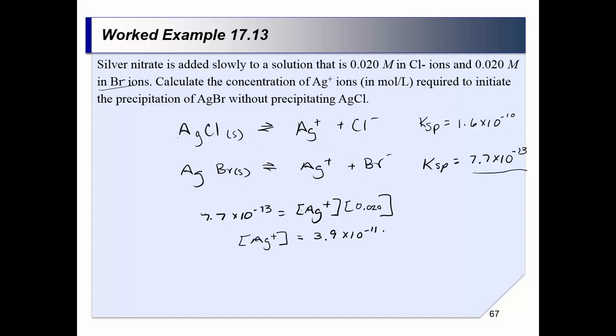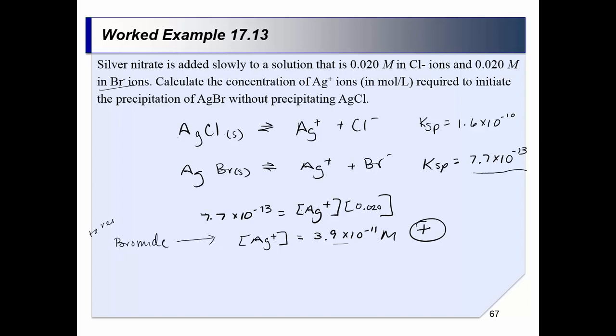And that would form a precipitate. So we must have more than 3.9 times 10 to the negative 11. Remember, when Q equals K, we have no precipitate. So we need more than 3.9 times 10 to the negative 11. But we cannot exceed what it would be for K for silver chloride. So if this is the amount of silver to precipitate the bromide, we need more than this.